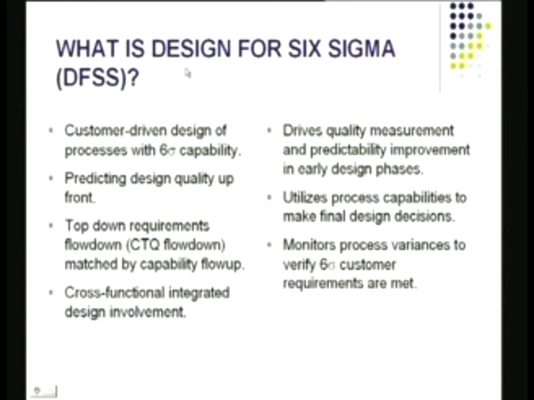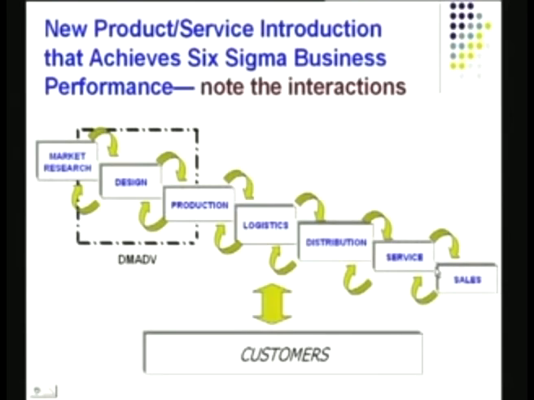And what is design for Six Sigma? What is the DFSS system? It's a customer-driven process. It predicts design quality upfront before you get into this. It looks at CTQs. It utilizes cross-functional capabilities. It drives quality measurement and predictability hand in hand. It utilizes process capability information to make sure the design decisions are right. You're using the right process for the purpose, and it monitors process variations. This is something that is done by design for excellence.